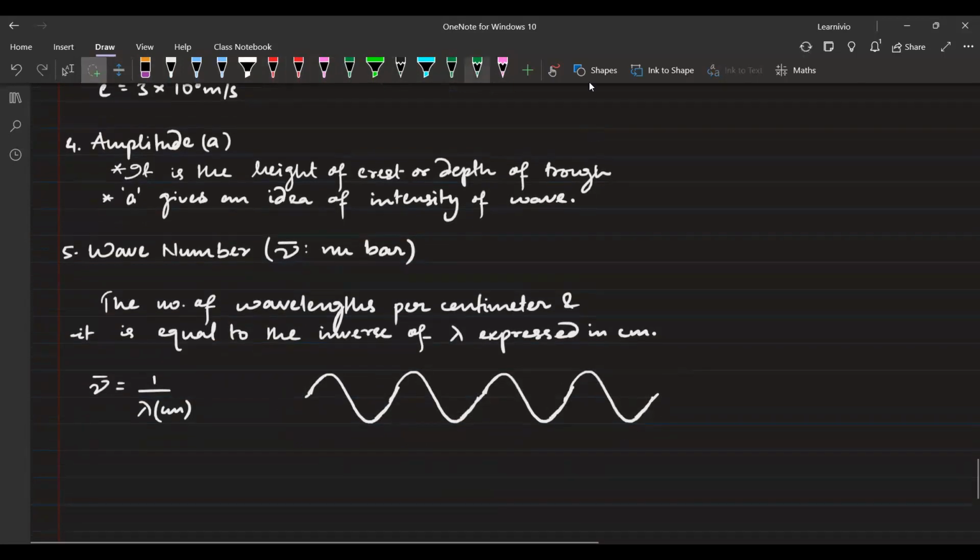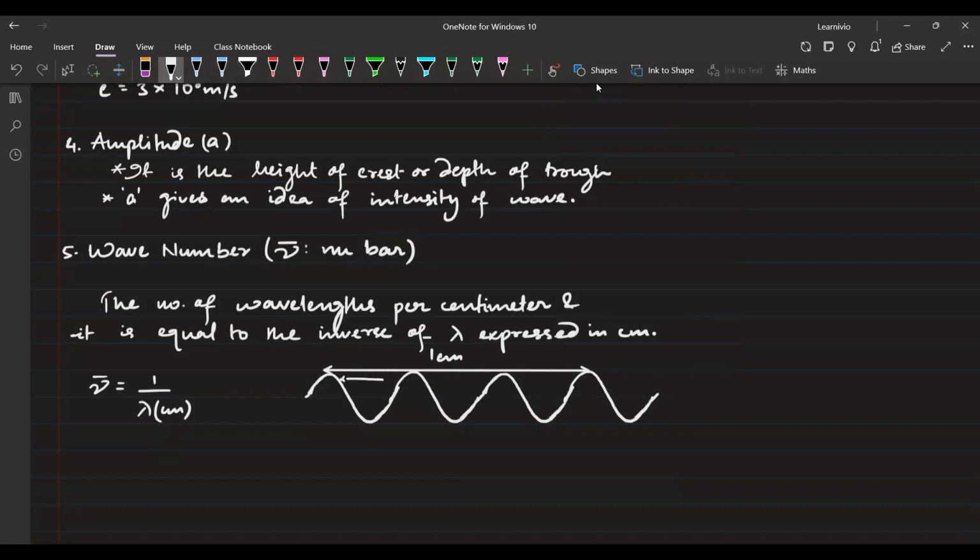Please understand wave number once, after that we will give you time. Suppose from here to here, this distance is 1 centimeter. This whole distance is 1 centimeter. Now, how many wavelengths do we have in between? From here to here there is one wavelength, 1 lambda, 2 lambda, 3 lambdas. There are 3 lambda in 1 centimeter. So we can say that the wave number is the number of wavelengths per centimeter. How many wavelengths are there? 3 centimeter inverse.